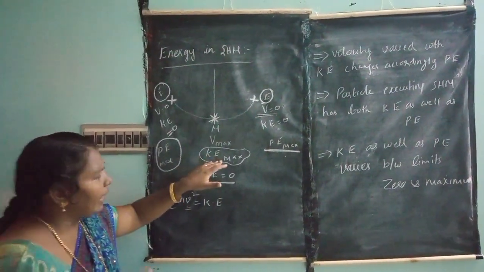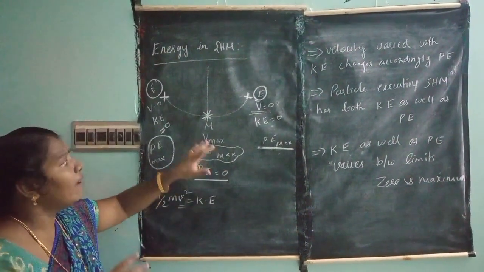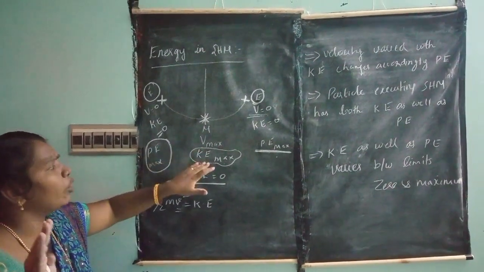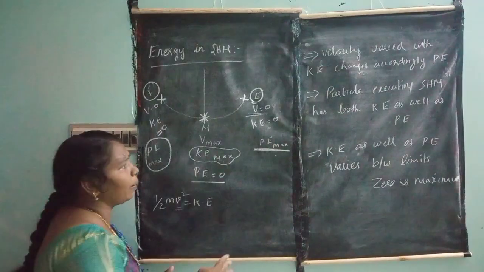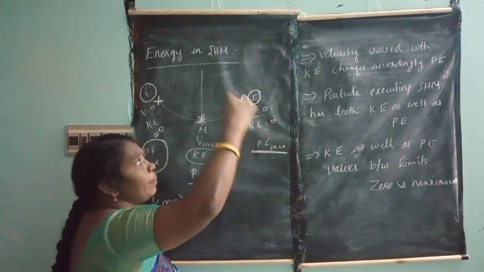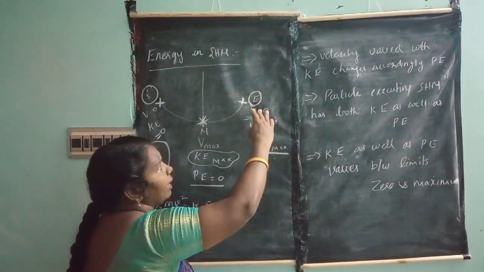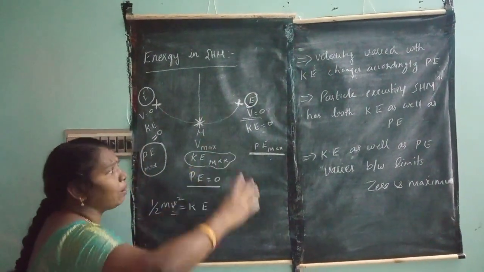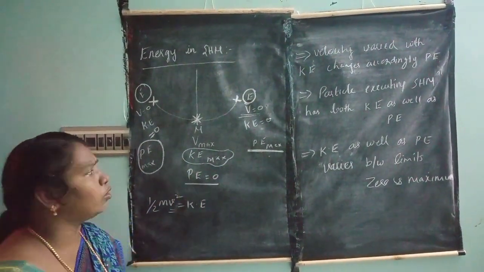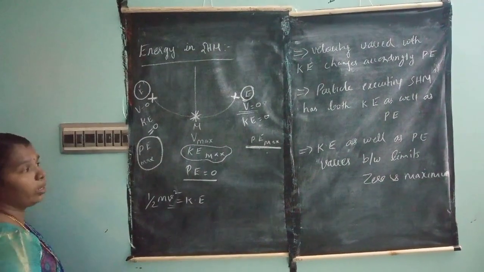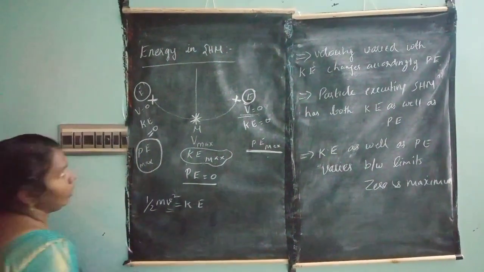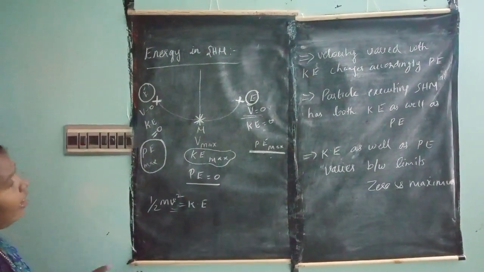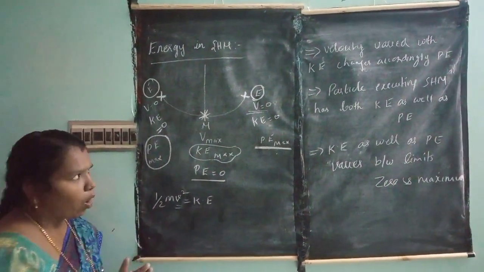When the velocity is maximum, you can say the kinetic energy is maximum. But for the potential energy term, at the extreme position, when h is maximum, the potential energy is also maximum, because according to the definition it is by virtue of its position or configuration. These are the general terms of energy in simple harmonic motion.